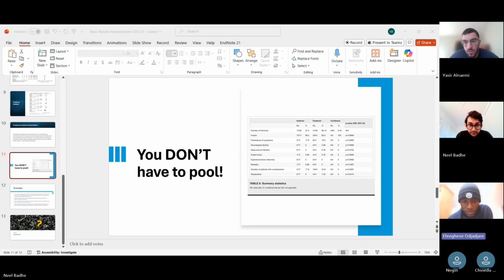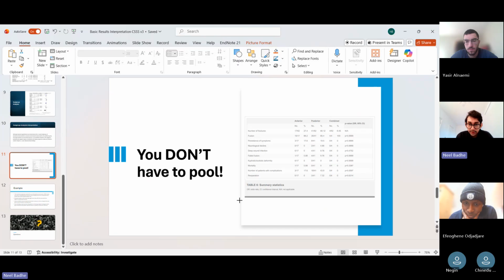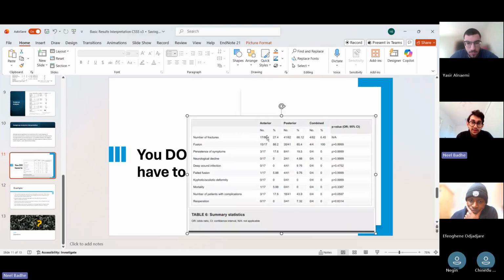Sorry, so like, say, for example, the number of fractures 17 out of 62. It's a bit small as well, so I'm just trying to make that a bit bigger. So 17 out of 62 just means that 17 of the 62 fractures in the study were treated with the anterior approach, of which 15 achieved fusion. 3 of the 17 patients had persistence of symptoms, none had neurological decline, and it works throughout the table like that. Hopefully that makes sense.